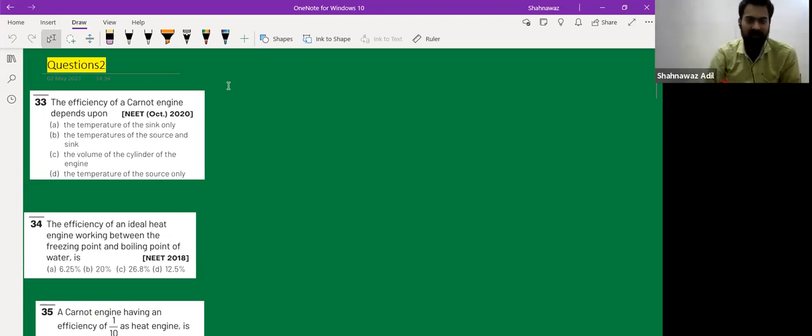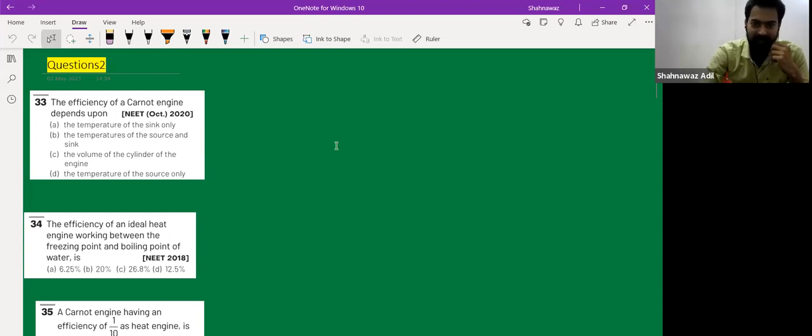One can have some shivering in his or her body, because this question is very tough. The efficiency of a Carnot engine depends upon the temperature of the source and sink, and the volume of the cylinder of the engine. Volume of cylinder, why does it come? The temperature of the source on.